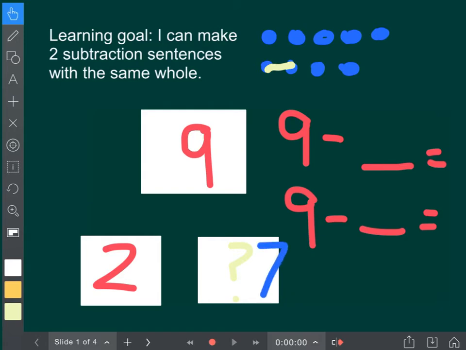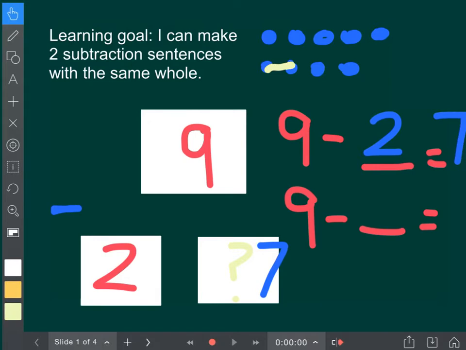So now I can make this subtraction sentence in 2 different ways. I can start on this side and say 9 minus 2 equals 7. 9 minus 2 equals 7.